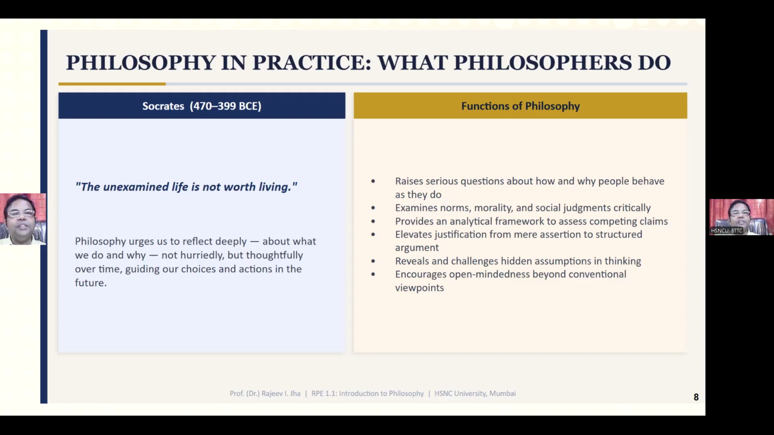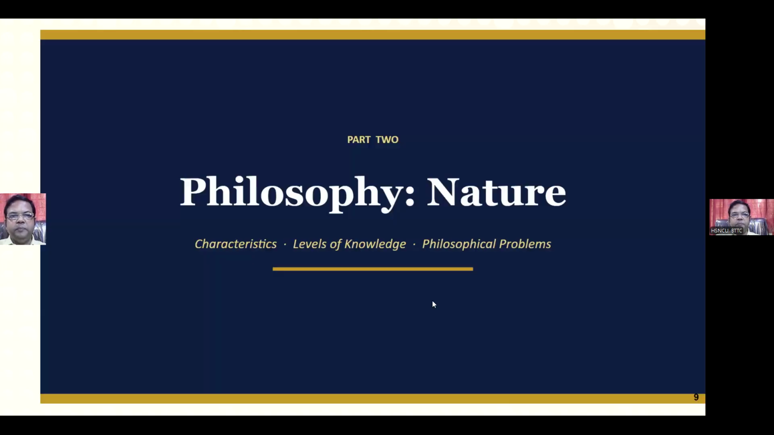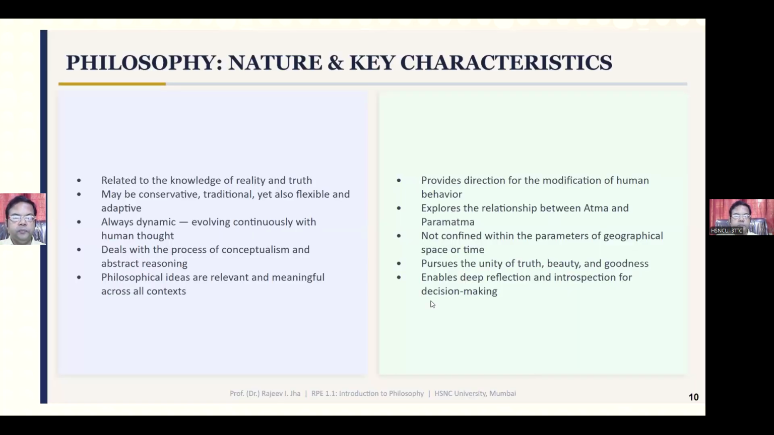We move now to part 2, the nature and characteristics of philosophy. What makes it distinctively different from other disciplines? Part 2, we now examine the distinctive characteristics of philosophical thinking, the levels through which knowledge develops, and what makes a problem genuinely philosophical. What kind of discipline is philosophy, really?